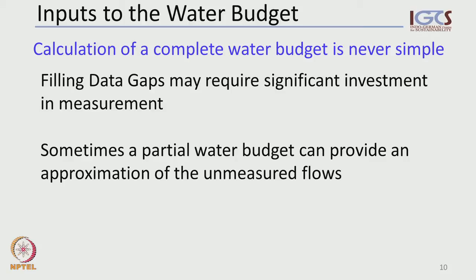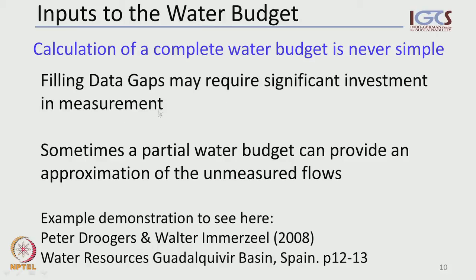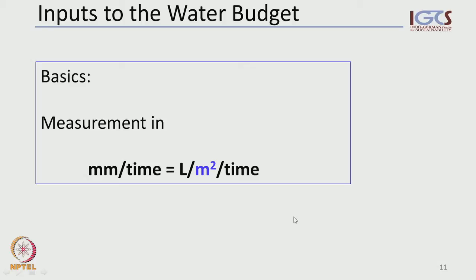Sometimes a partially existing water budget can be used to estimate or calculate unmeasured flows, for instance, groundwater or evapotranspiration. But that is only sometimes, and I would like to point you to this example here from the literature, which you can later also access from our portal, where this exercise of putting different sources together has been nicely demonstrated, and how difficult it becomes to come up with a proper water budget.